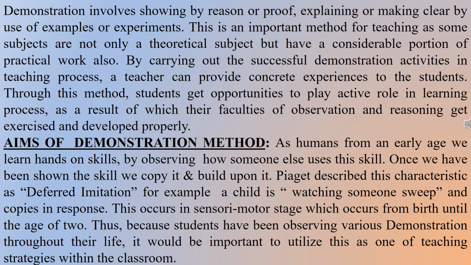Aims of demonstration method. As humans from an early age, we learn hands-on skills by watching how someone else uses this skill. Once we have been shown the skill, we copy it and build upon it. Piaget described this characteristic as deferred imitation. For example, a child is watching someone sweep and copies in response. This occurs in the sensory motor stage, which occurs from birth until the age of 2.